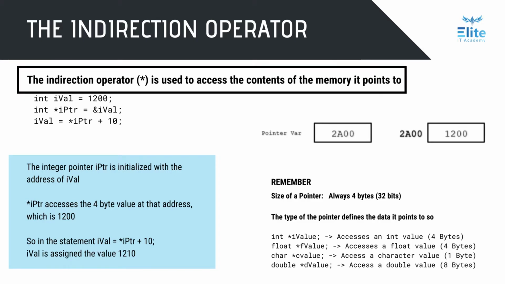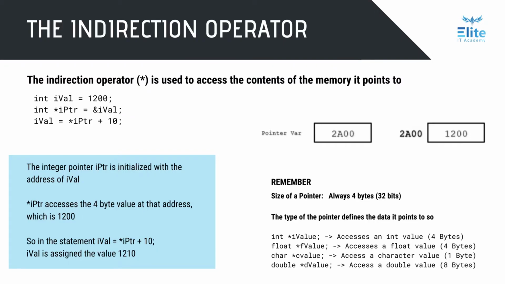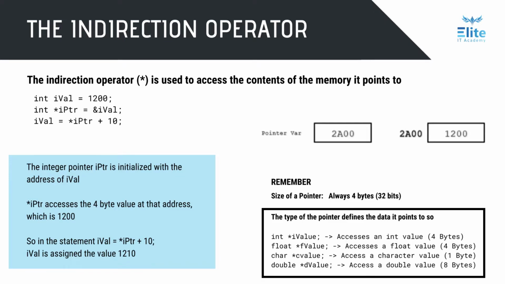This is done with the indirection operator, the asterisk character. The indirection operator is a unary operator. It operates on an integer pointer variable. It accesses a value pointed to by the pointer. The type of the value depends on the type of the pointer. So an int pointer will access an int value, a char pointer will access a char value, and so on.